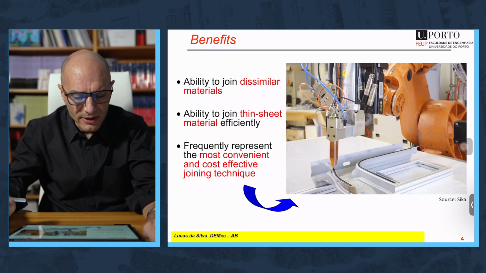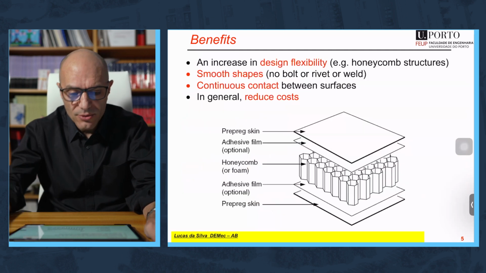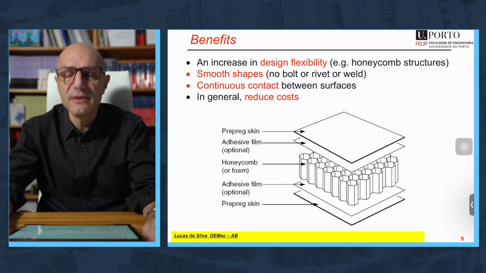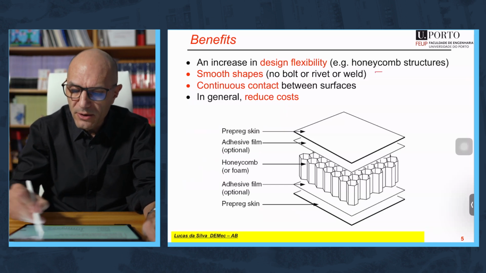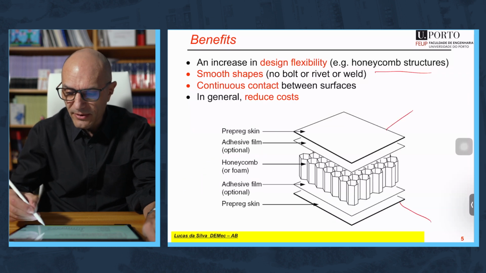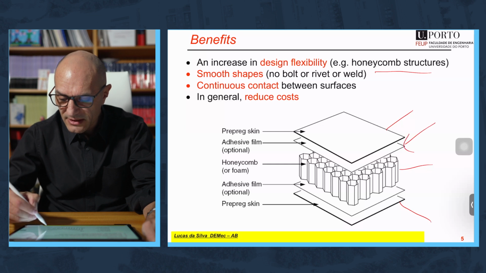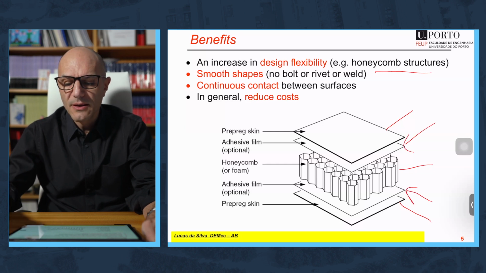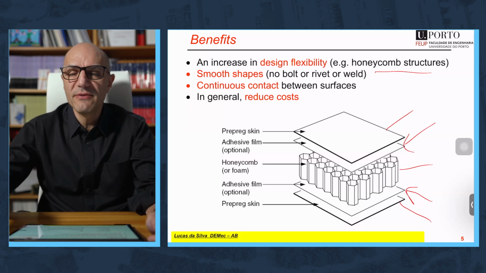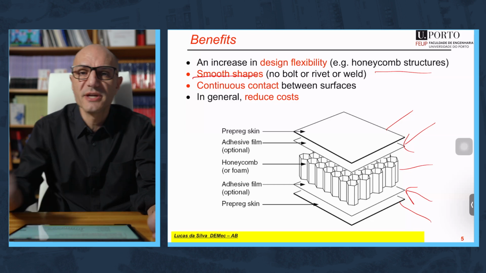Frequently, it is the most convenient and cost-effective joining technique, arguable but many times true, and you have an increase in design flexibility. You can even invent new materials like the honeycomb structures, the sandwich structures where you have a strong skin, you have a foam or a honeycomb in the middle, and then the two are bonded with an adhesive film. So this was invented, or it's possible, because you have adhesive. Imagine doing that with a rivet or with a bolt or with welding. It's impossible.